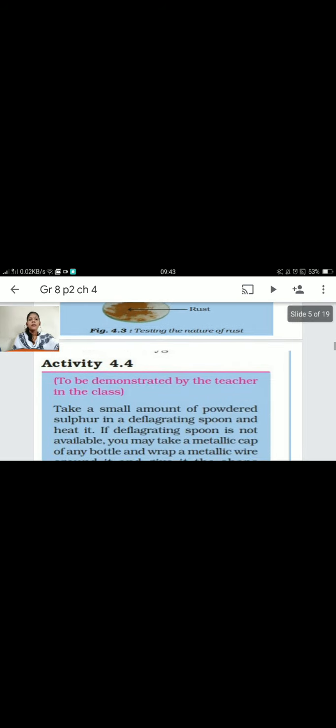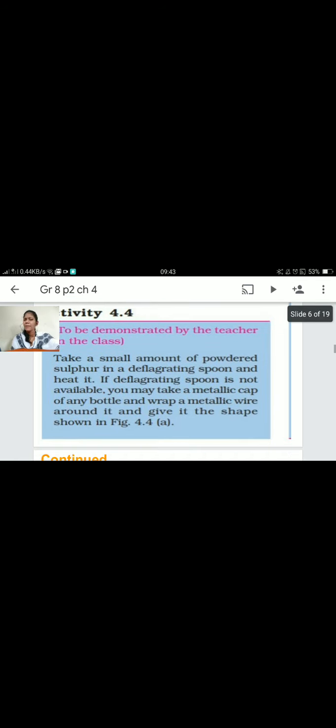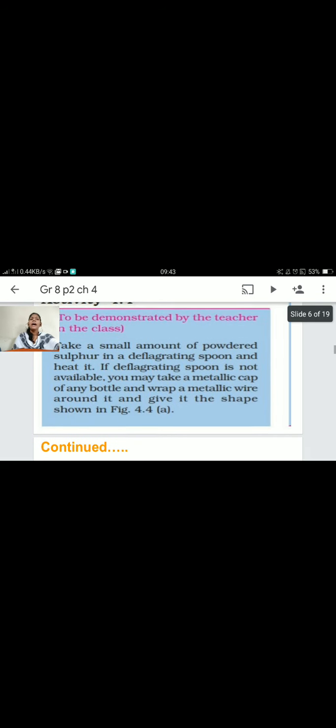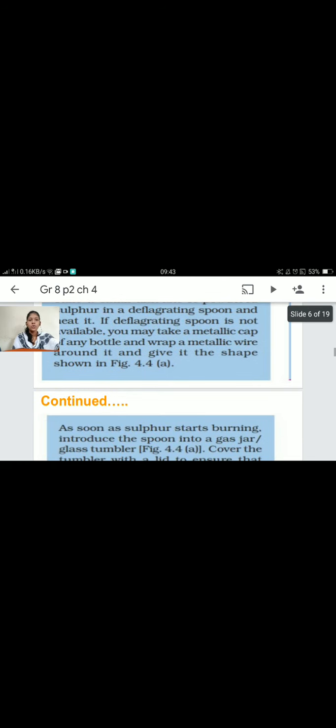Now see, here they have shown how to do it: the rust suspension is there, and red litmus paper, how we are checking the solution. Likewise you have to perform. The next activity is to take a small amount of powdered sulfur in a deflagrating spoon and heat it. If a deflagrating spoon is not available, you can take any metal bottle cap and wrap metallic wire around it and shape it as shown in the figure.